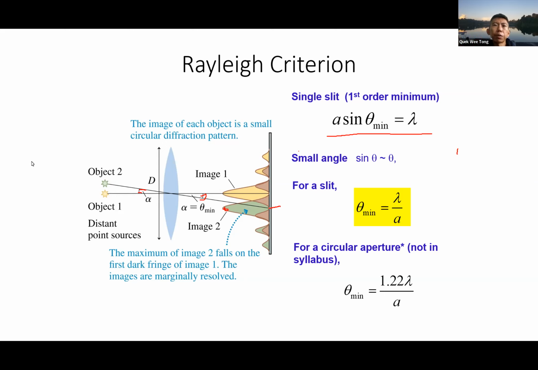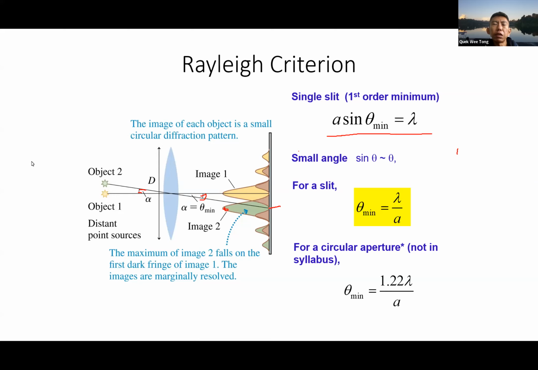Hence, you can perform a small angle approximation if theta is indeed very small. So theta minimum will be equal to lambda upon a. This will be the Rayleigh criterion. Actually, both forms are okay, but this will be the simplified one for small theta.